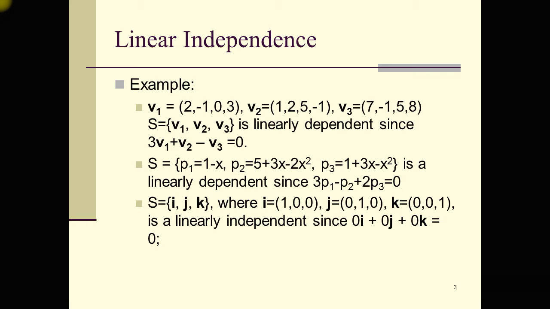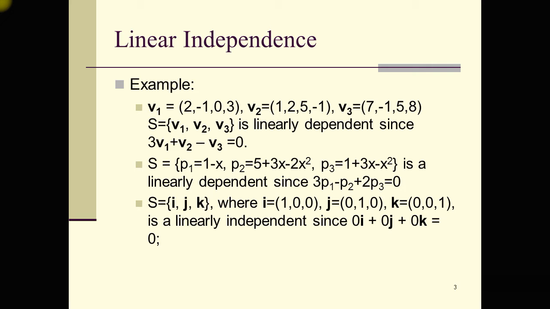So if the scalars have only the zero solution, then the vectors will be linear independent. Otherwise, if the scalars k1, k2 up to kr have other solutions additional to 0, then the system has a non-trivial solution, and in this case the vectors will be linear dependent.